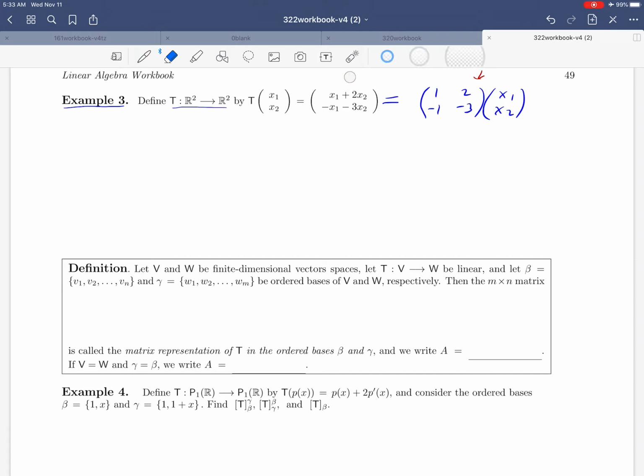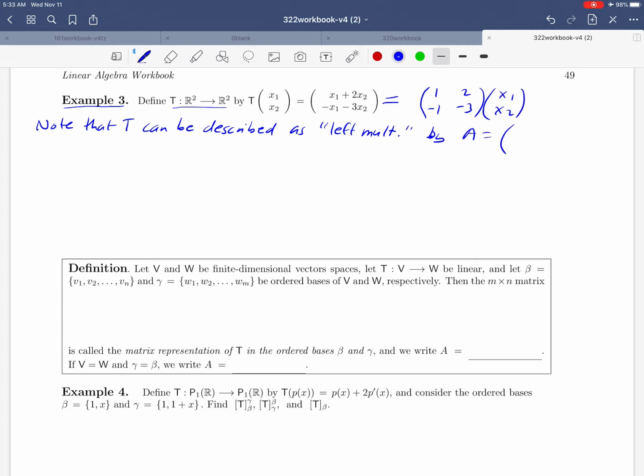So what this says is that we can describe this entire linear transformation as multiplication by a matrix. I'm going to write that out in words. That's an important observation. So T can be described as left multiplication by the matrix A equals 1, 2, negative 1, negative 3. We saw that above.